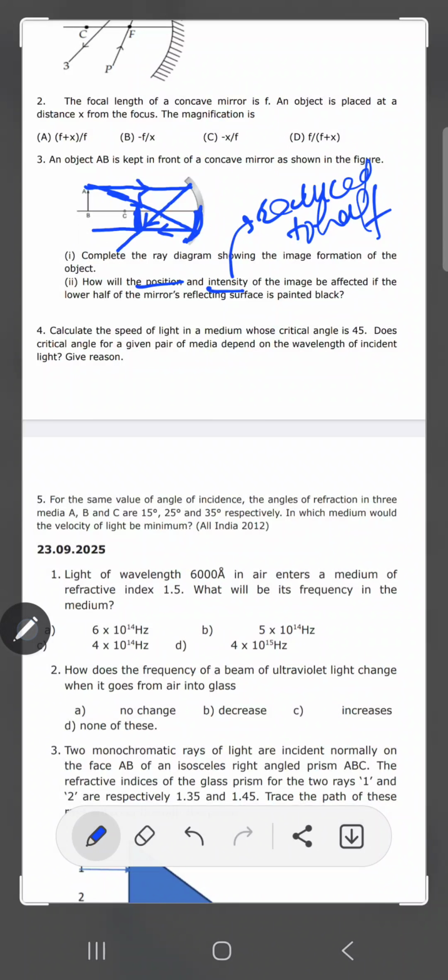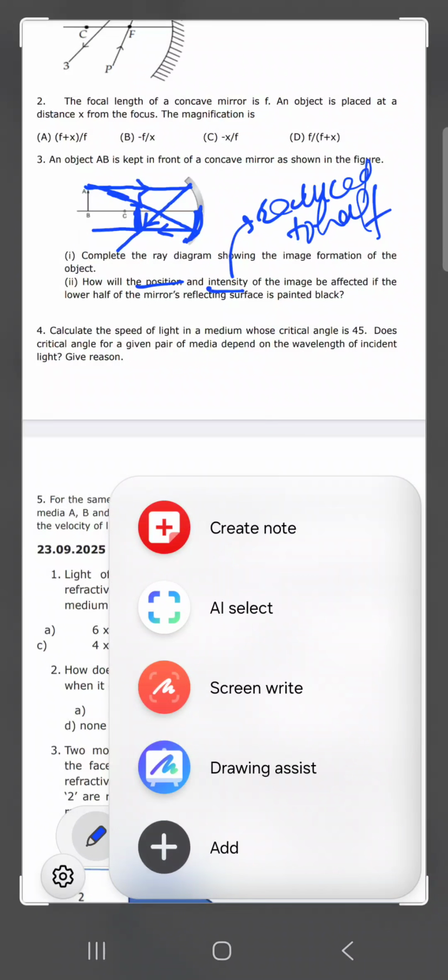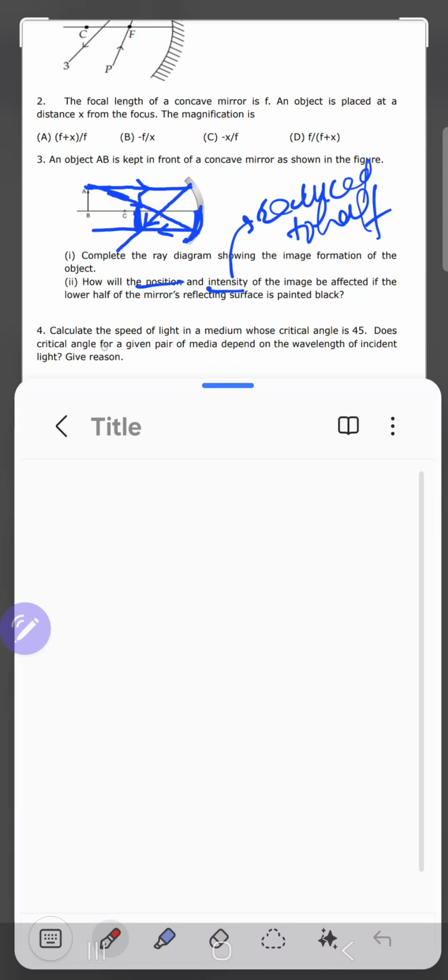Next question is, calculate the speed of light in a medium whose critical angle is 45 degree. Here critical angle is given. Critical angle here is 45 degree and we need to find out the velocity of light in that medium.